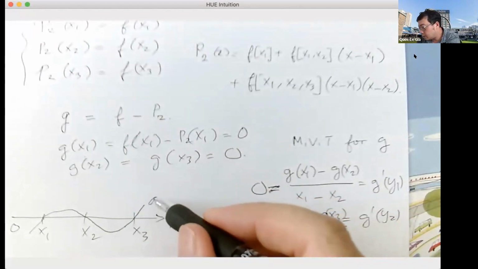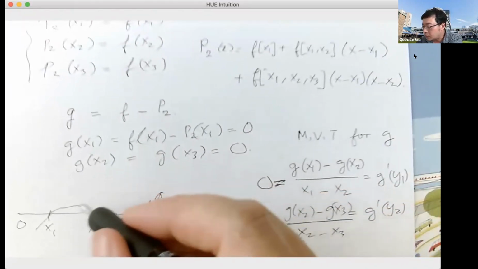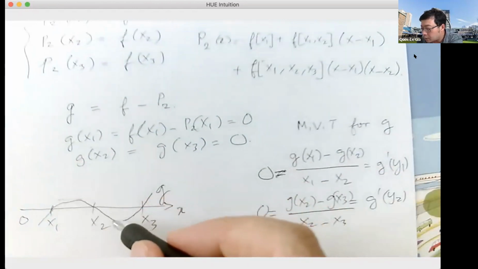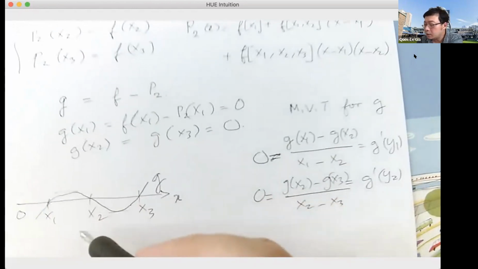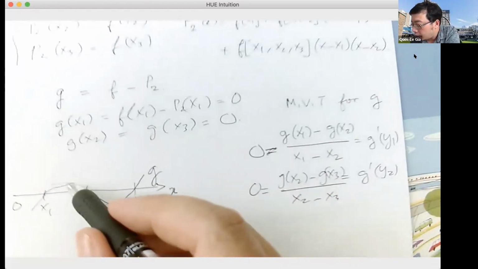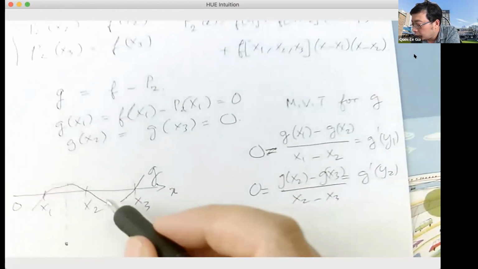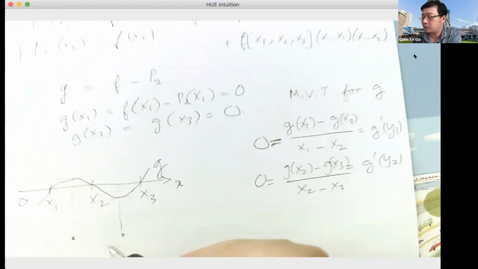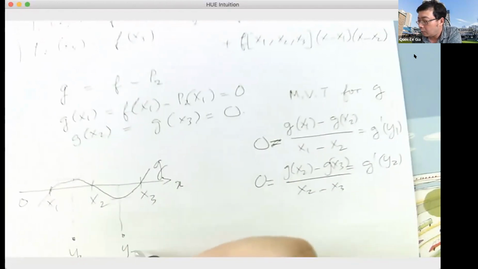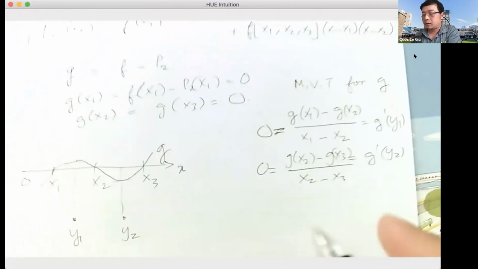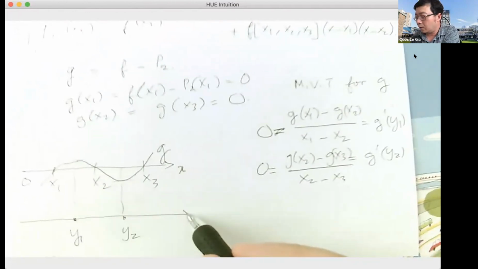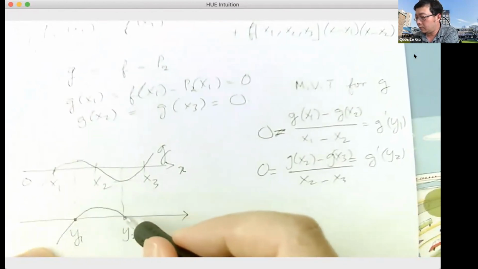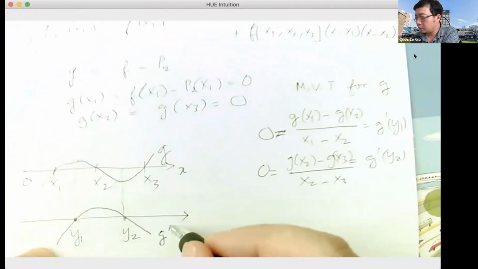So this one is the function g, right? So g prime equals 0 means the slope here equals 0. So this is my y1, this is my y2, when the slope equals 0. Now I just have my function g prime, looking like this.